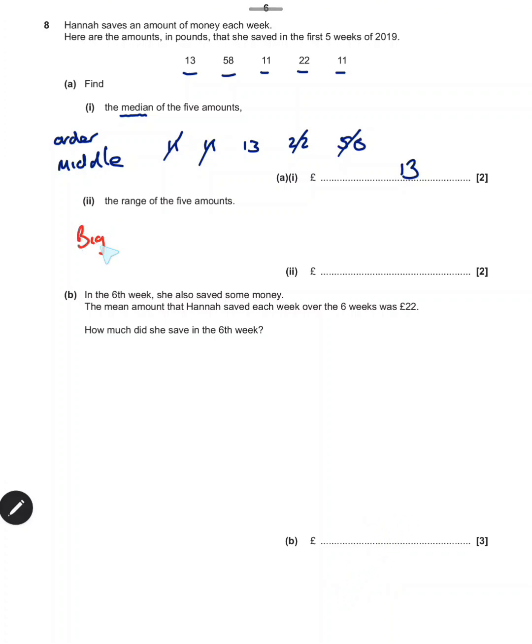Range is just big, take small. So we're going to do 58. Take away 11. And 8 take 1 is 7. 5 take 1 is 6. The range is 67.